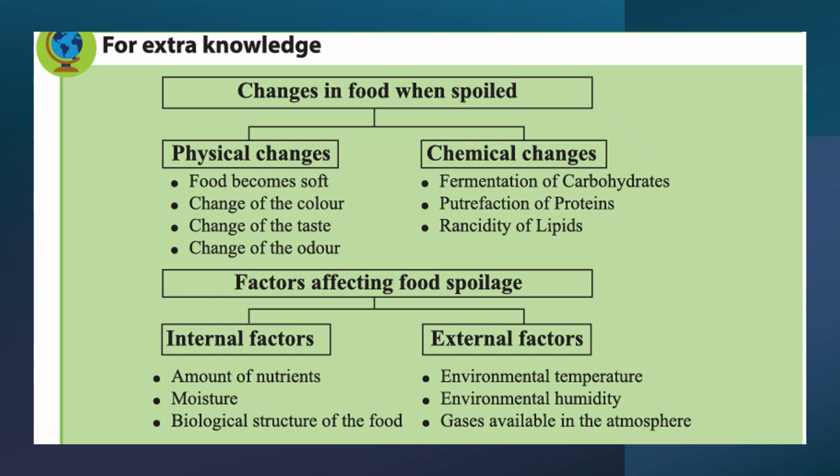Factors affecting food spoilage are also divided into two groups. One is internal factors and the other is external factors. Internal factors are amount of nutrients, moisture, and biological structure of the food. External factors are environmental temperature, environmental humidity, and gases available in the atmosphere.